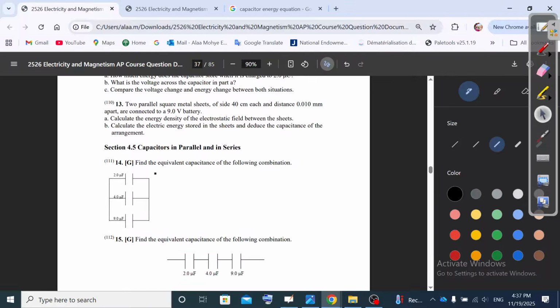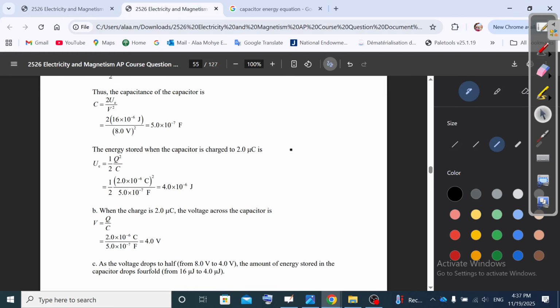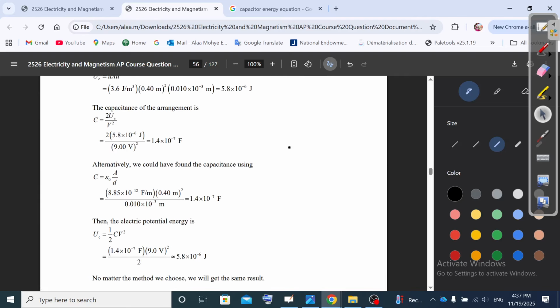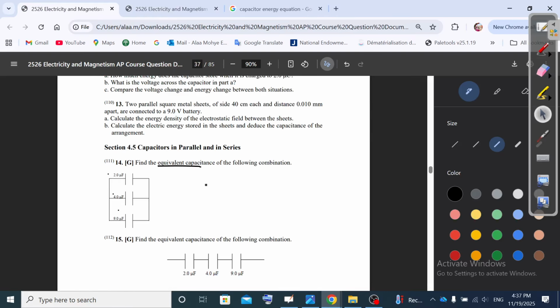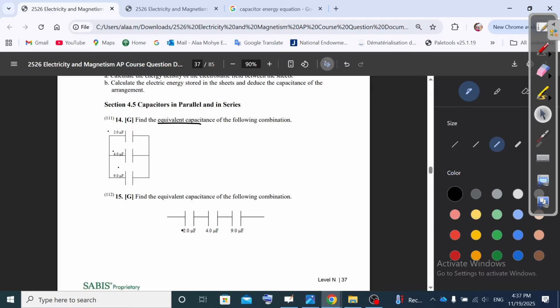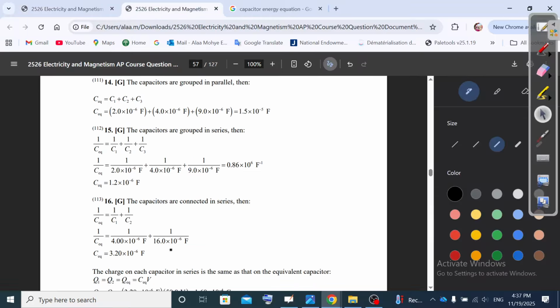Capacitors connected in parallel. To find their equivalent capacitance, you just add them up. So it's 2 plus 4 plus 9, that is 15 microfarad. This is really simple. Obviously, change it to the units. Then, if it's in series, you plug on the calculator 1 over 2 plus 1 over 4 plus 1 over 9, all to the power of minus 1. And you get 3.2 times 10 to the minus 6, or 3.2 microfarads.